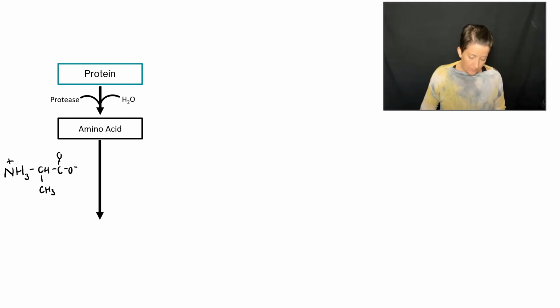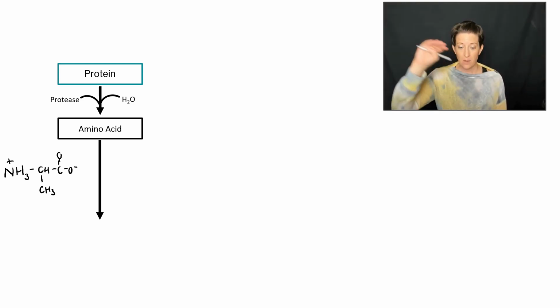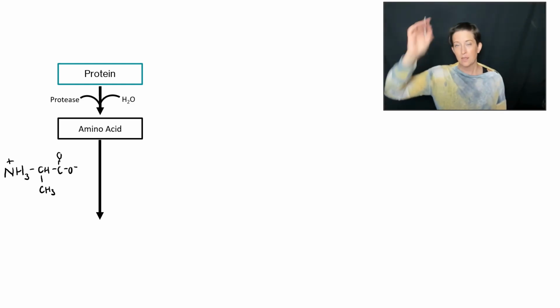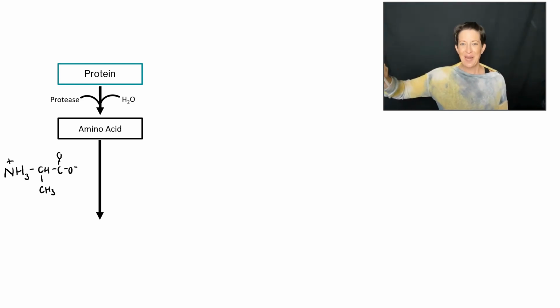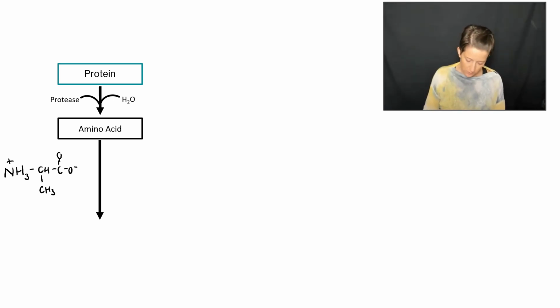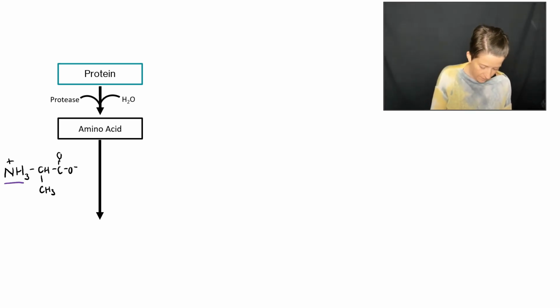Now, when we look at the citric acid cycle, because that is where our high energy electron carriers are made for the electron transport chain that then can undergo oxidative phosphorylation and make our ATP, all the compounds in that citric acid cycle have only carbon, hydrogen, and oxygen. Amino acids also have a nitrogen. So we need to remove that amino group first.